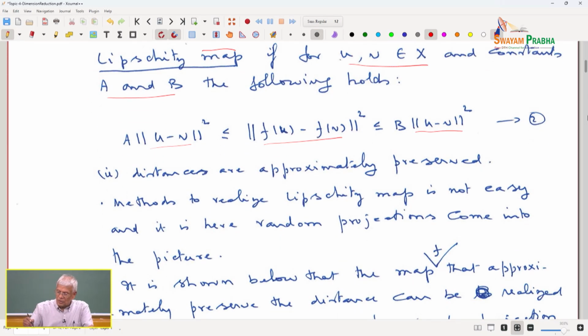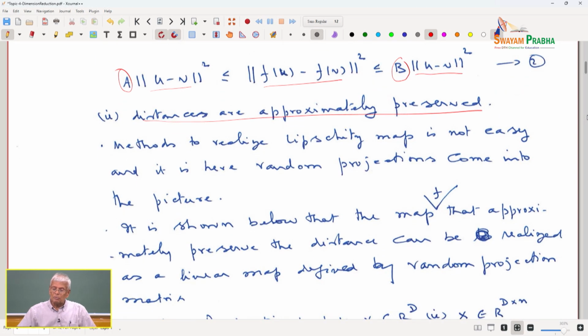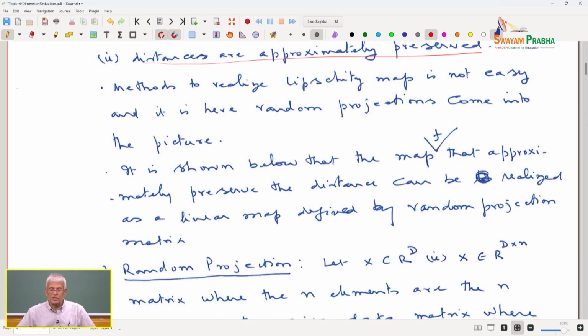That means so long as the constants A and B are manageable, if B is not too large compared to 1 and A is not too much below 1, you can say distances can be approximately preserved. Please understand, this gives you a clue that we may need to realize the map that we are looking for from R^D to R^K as a Lipschitz map with appropriately chosen constants A and B. B is a constant for the upper bound, A is a constant for the lower bound. So the method to realize this Lipschitz map is not easy. In general, it's not easy.